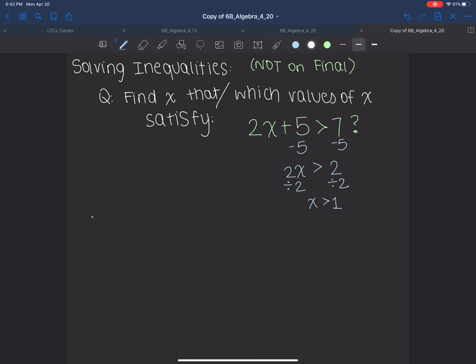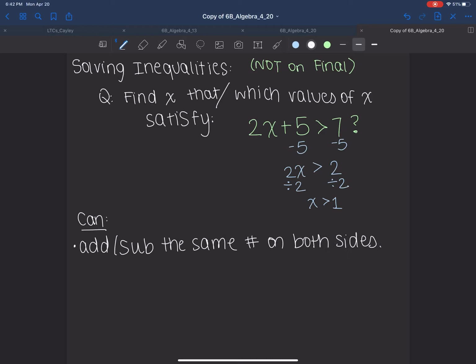So it sounds like so far there are a couple things that we can do. We can add or subtract the same number from both sides of an inequality. And we can also multiply and divide, it seems. But we have to be really careful. We can only do this directly with positive numbers.